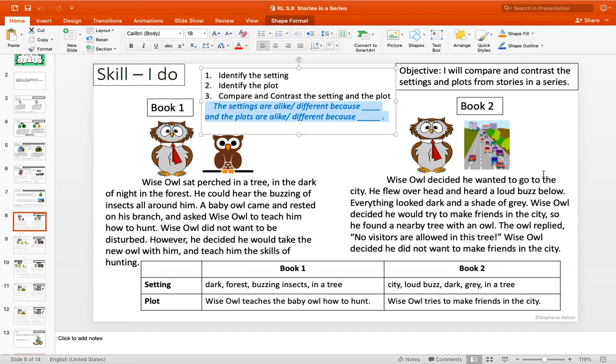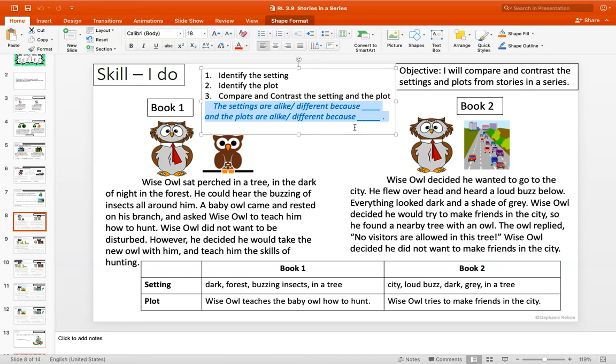This is exactly what you're going to do. You're going to read each story, and then you're going to think to yourself, how is the setting alike or different? And I'm going to say a sentence like this: the settings are alike because, or the settings are different because. I'm going to do the same thing for the plot: the plots are alike because, and the plots are different because. So I want to analyze these 2 stories and see how they're alike and different. When you're comparing and contrasting, you're looking at what's similar and what's different.